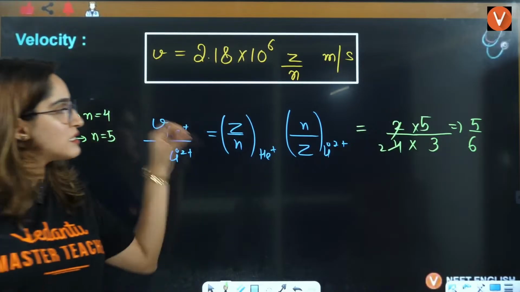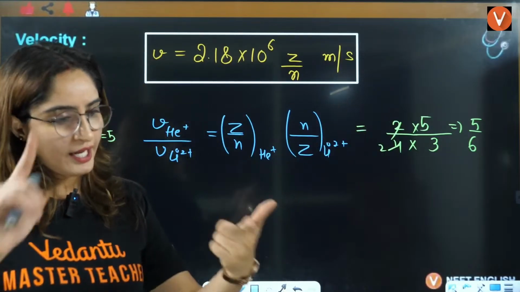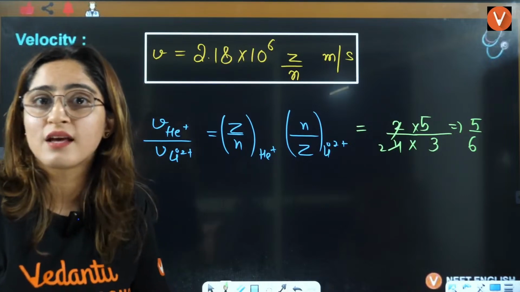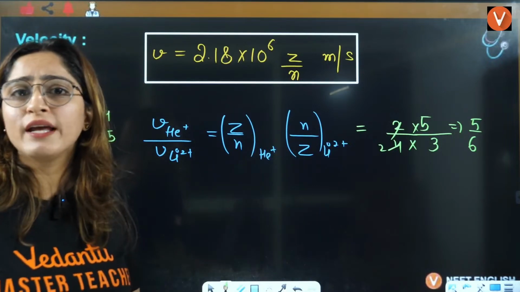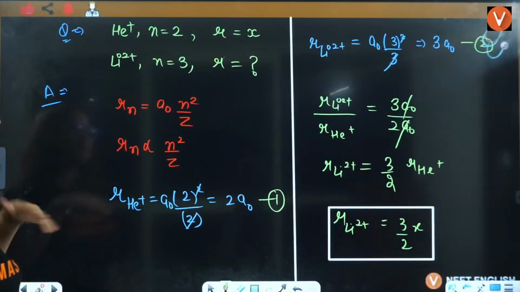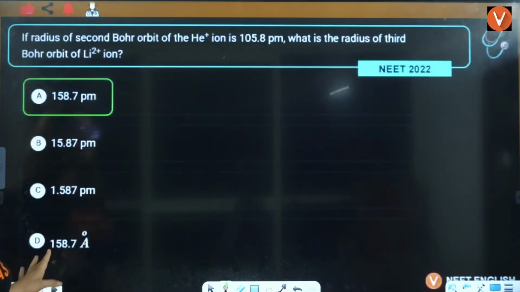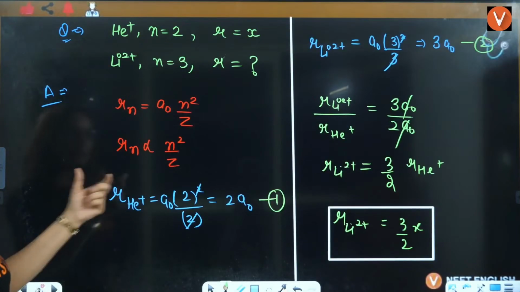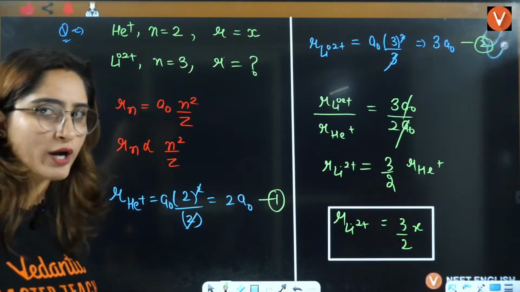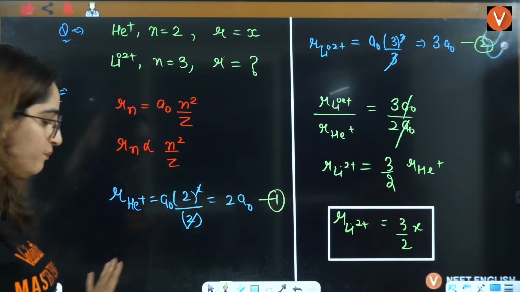Can they ask the same kind of question in radius? Yes. They can ask you to find the ratio of radius. You will apply the same method, same thing in radius. You will say it will be directly proportional to n square by z. According to that, you will use the ratio.